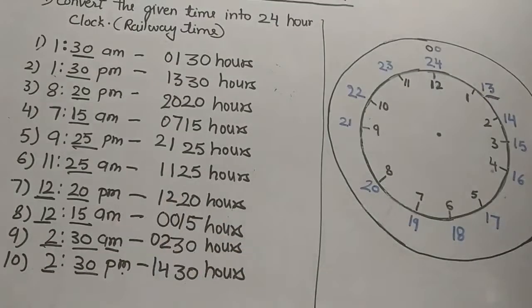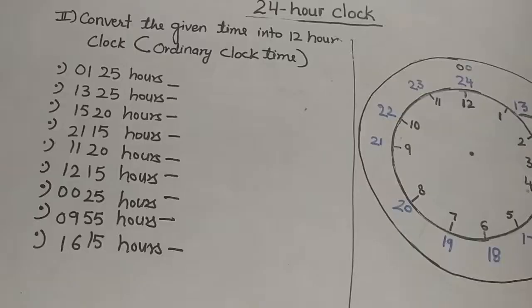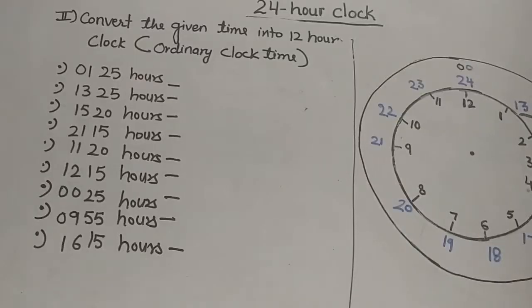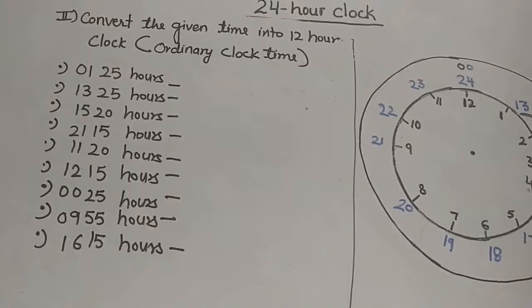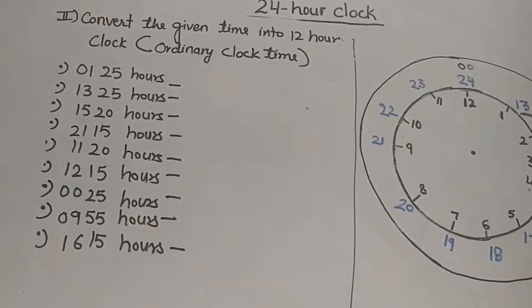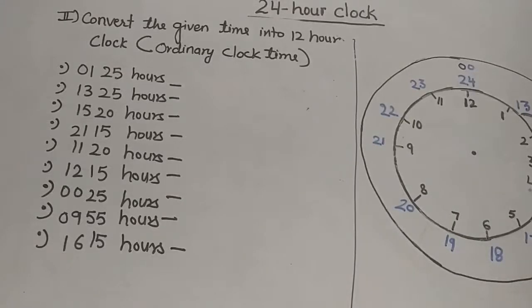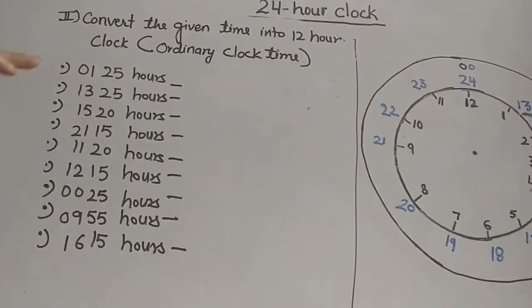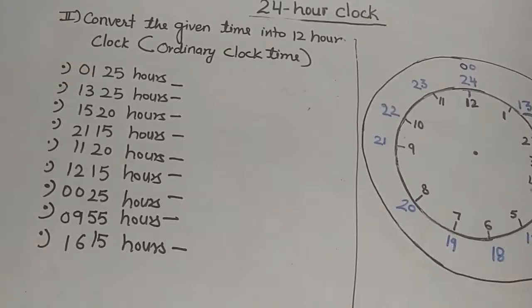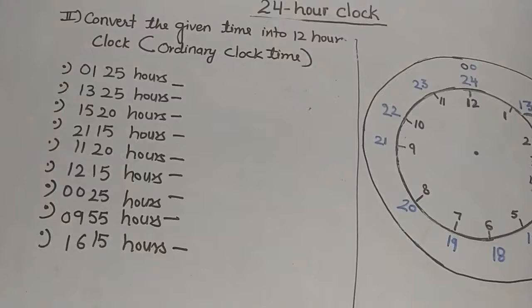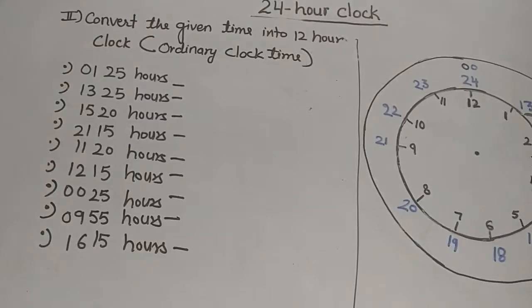I hope you must have understood how to change the time given in 12-hour clock into 24-hour clock, or the time given in ordinary clock time into railway time. Now, let us see the next exercise. Convert the given time into 12-hour clock or ordinary clock time. The time is given in 24-hour clock and you have to convert it into 12-hour clock or ordinary clock time.